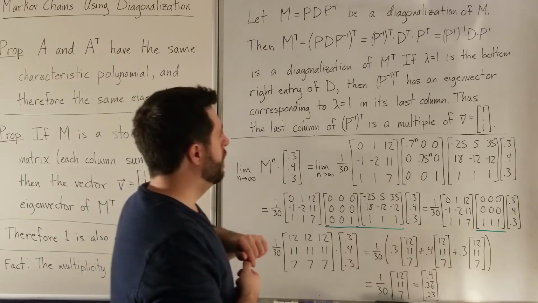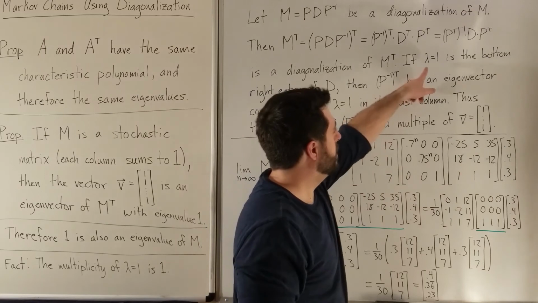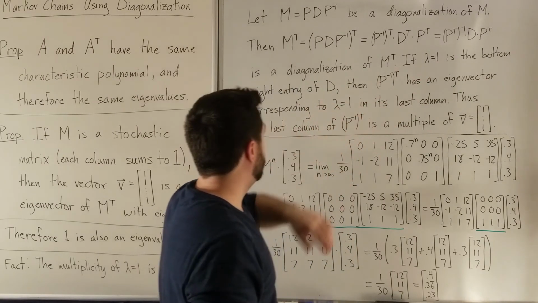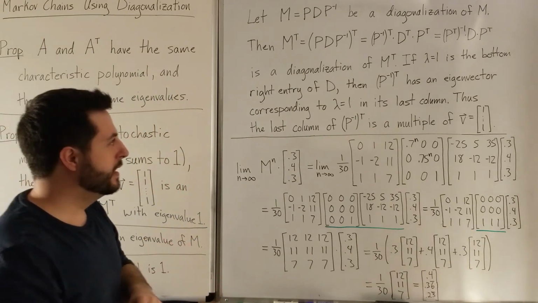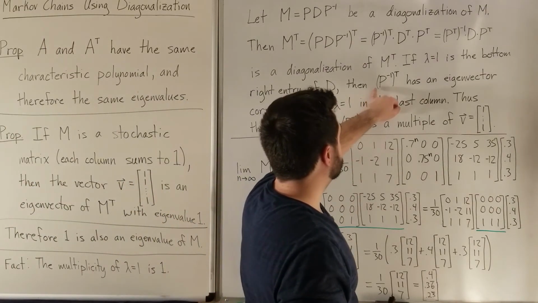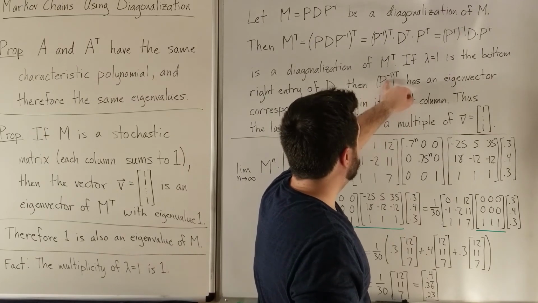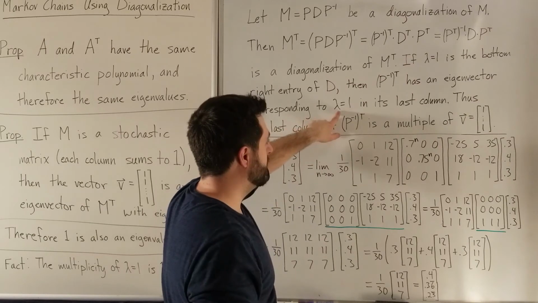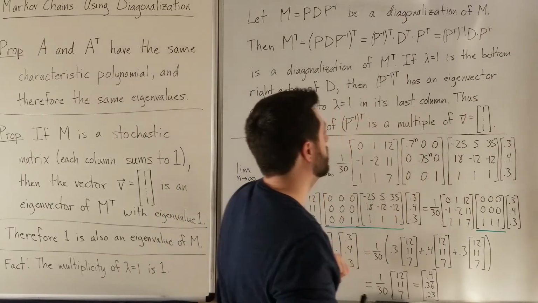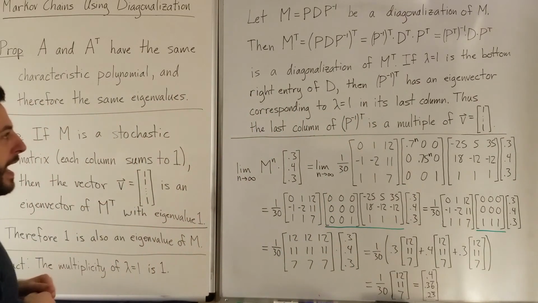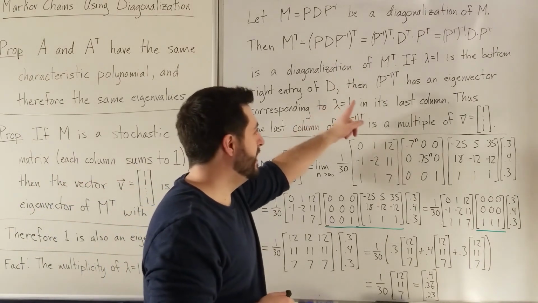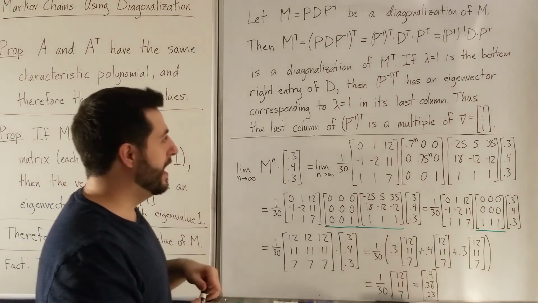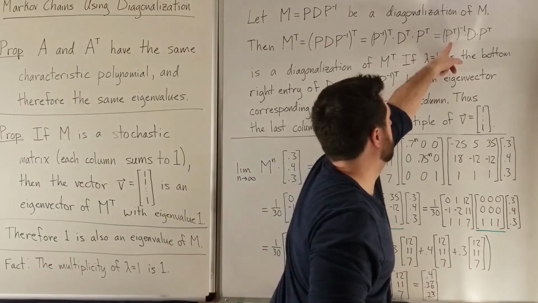Okay? So now I'm going to point out that we want to think about lambda equals 1 in the bottom right entry of D, just for convenience, so that we can have something to refer to. Then P inverse T, this matrix here, has an eigenvector corresponding to lambda equals 1 in its last column. So remember, these things are ordered, and if you have 1 in the last entry of D, then you have to have an eigenvector corresponding to 1 in the last column of your first matrix here.